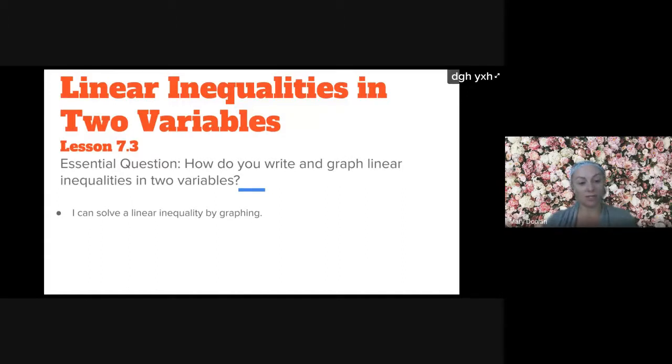solving an equation, except you just had to watch out for when you divided or multiplied by a negative number, then you had to take your sign and flip it. And so now we're going to look at how we can solve linear inequalities in two variables.